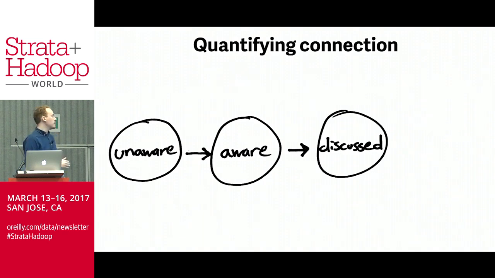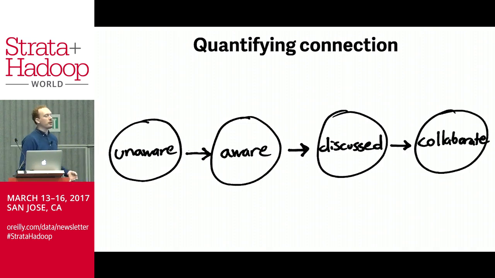The next level up is a discussion link, right? These are people who have had a meaningful conversation about science at some point, or about whatever the topic of the conference is. And then finally, you have people who have collaborated, right? This is what they're trying to build, these links. People who may have co-authored papers together, people who have helped each other out with their research, who have worked together in meaningful ways.